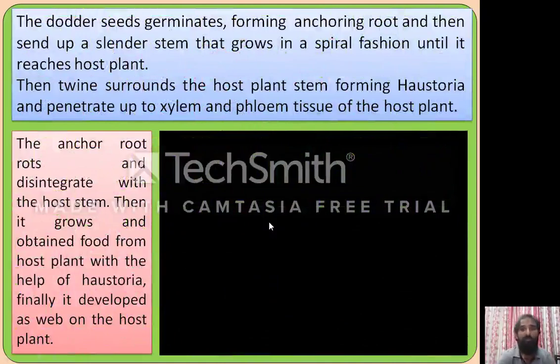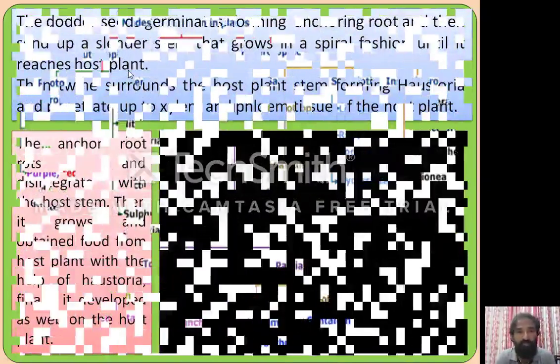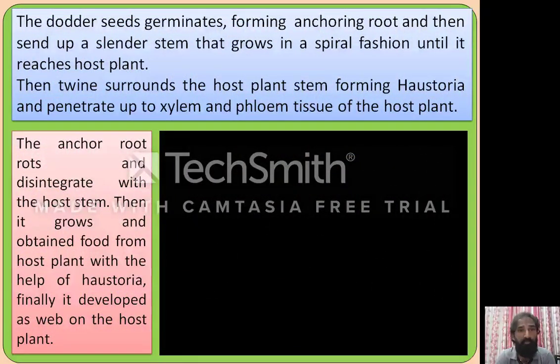Here the dodder plants. How are the seeds germinated? The dodder seeds germinate forming an anchoring root first, and they produce a slender stem or slender branch that grows towards the host plant in a spiral fashion. The seed is germinated and produces a slender stem that grows in a spiral manner until it attaches to the host plant.